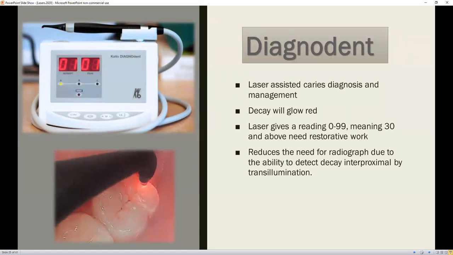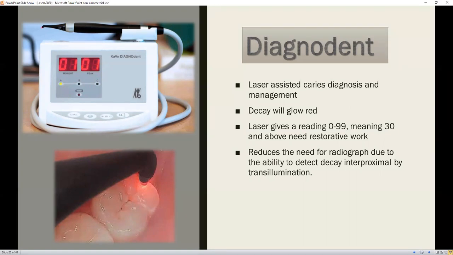So the Diagnodent, sometimes the dental assistant will use this, sometimes the dental hygienist will use it, but the dentist is the one who makes the diagnosis. There are a number of different laser lights out there for diagnostic purposes, for caries detection. Diagnodent is a name brand. This is a laser-assisted caries diagnosis and management system. And what's meant by laser-assisted caries diagnosis is that it helps diagnose caries.